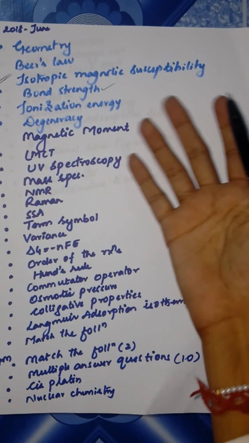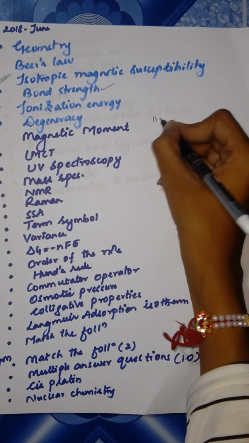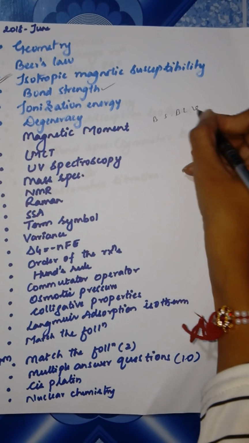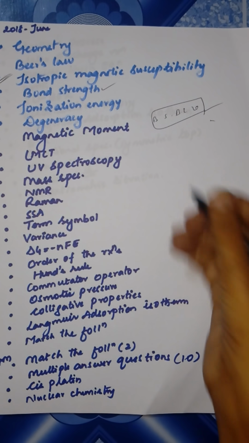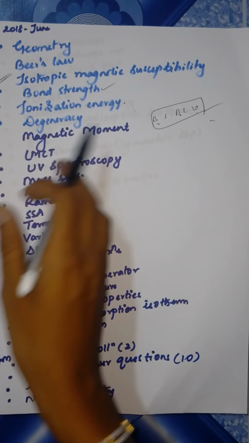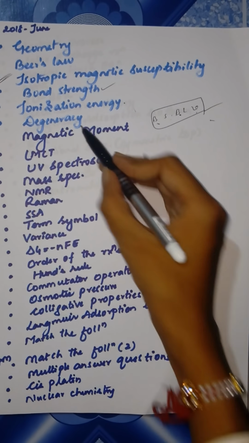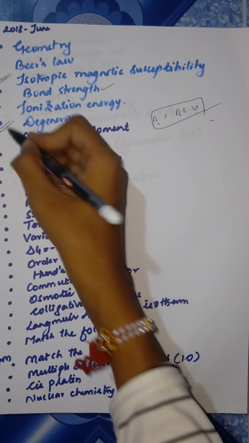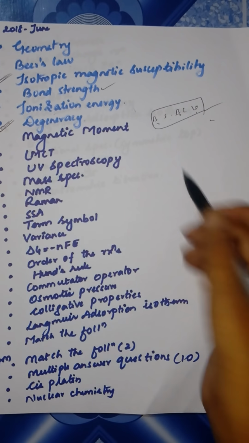You have to tell the bond strength order. Okay, so bond strength and bond length and frequency, there is a relation. If you know that, you can attempt any of these questions. Ionization energy concept was asked in the previous paper also, again it is asked here. Degeneracy, this you have to do. Okay, I'm expecting this question this time.